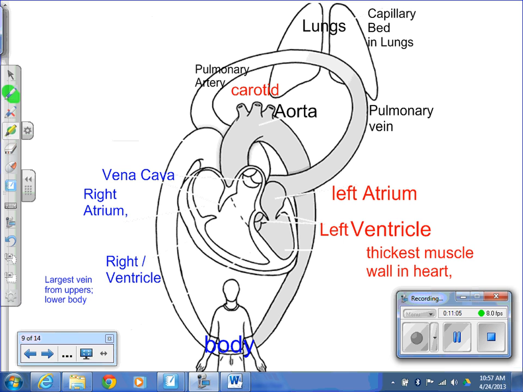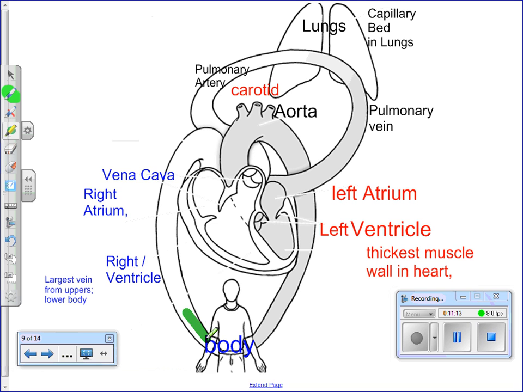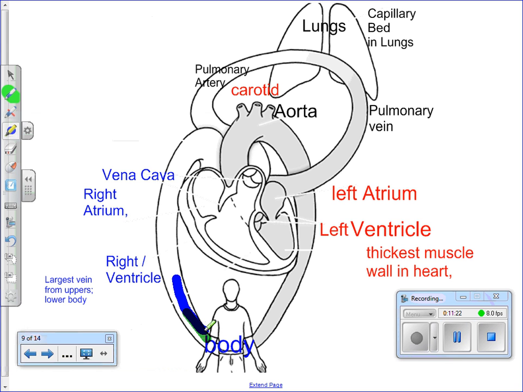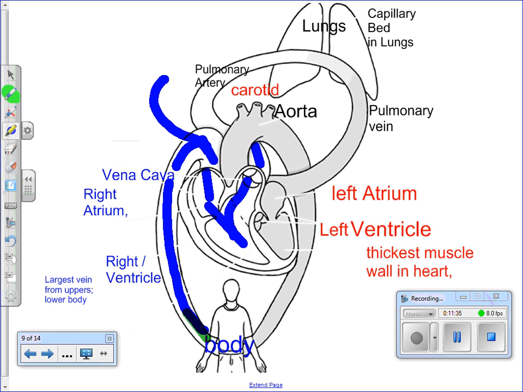Okay, and finally in this loop, we will simply draw the path of the blood so you can see where it's going. Starting at the body, capillary beds. See, that was supposed to be blue. Blue. Starting at the capillary beds in the body, we've got blue. Through the vena cava, the ascending and descending vena cava comes to the right atrium, then to the right ventricle. The heart goes pump, goes through this valve, goes through the pulmonary artery to the lungs.